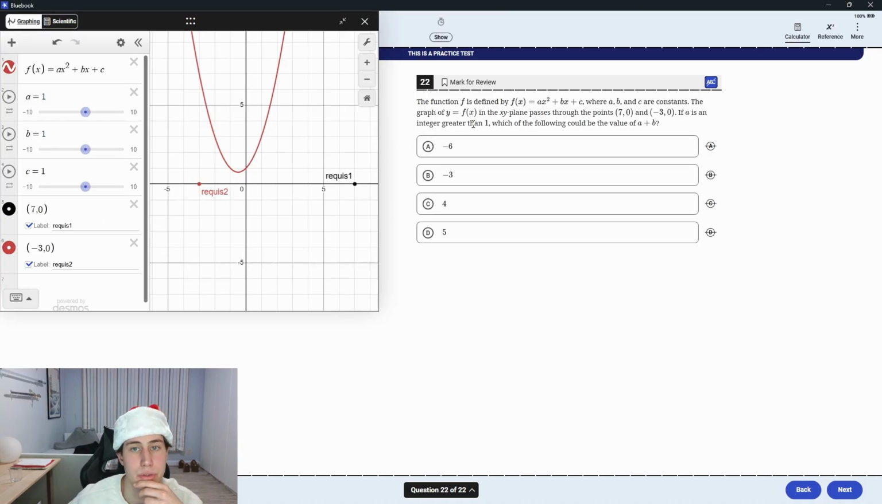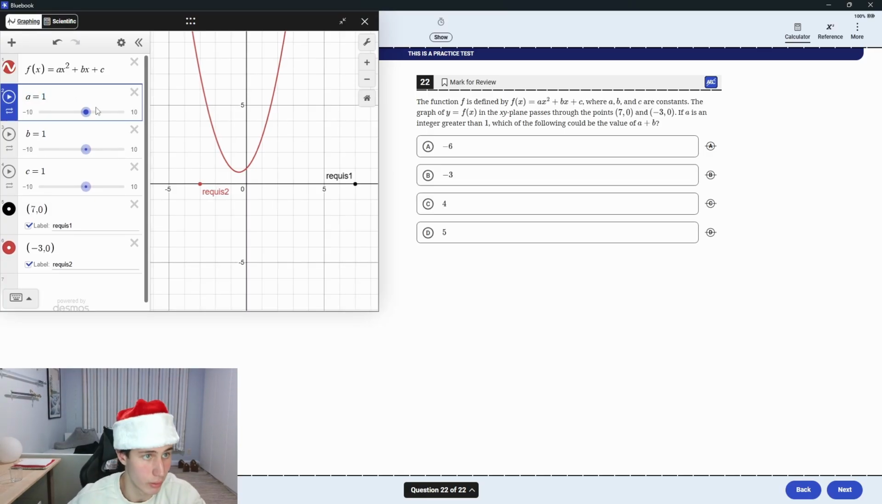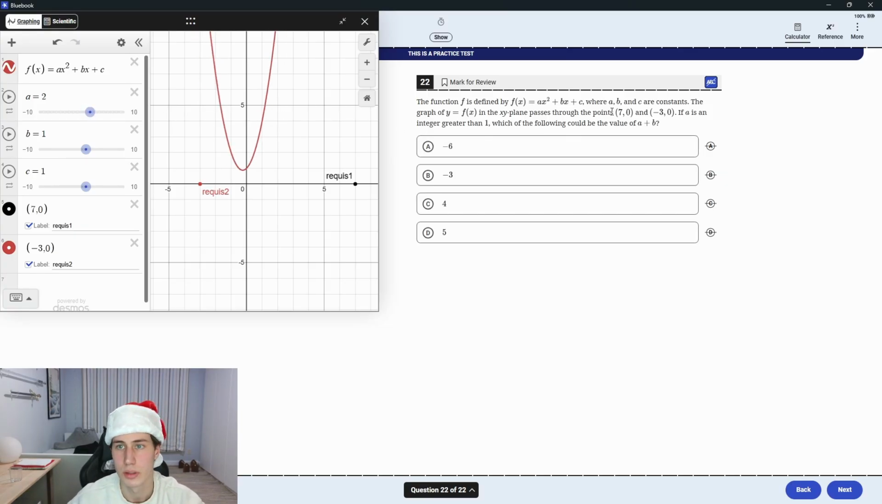If a is an integer greater than 1, so we know in our parameters that a has to be a whole number greater than 1. So what we can do is just set our step equal to 1, so that we only get integers, just to make it easier so we don't mess up. And it has to be greater than 1, so it has to be at least 2. Which of the following could be the value of a plus b?